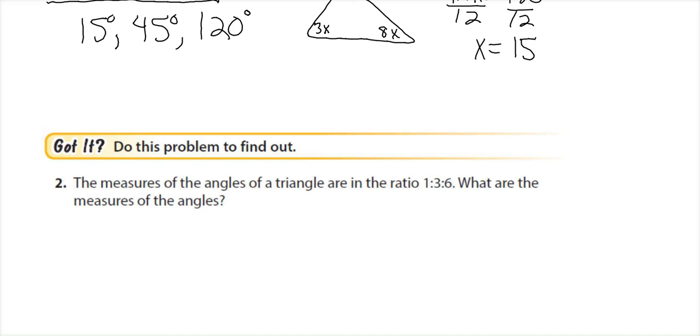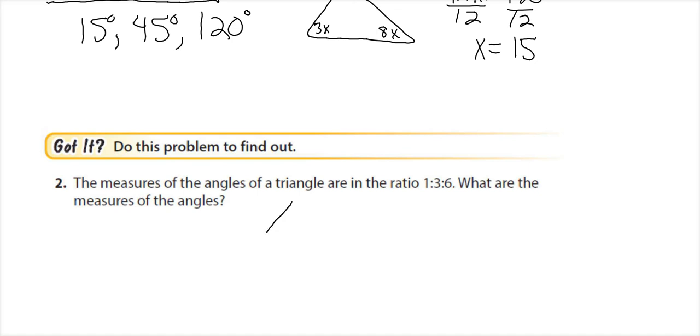Okay, this time it says the measures of the angles of a triangle are in the ratio of 1 to 3 to 6. So what are the measures of the angles? Okay, so let's go ahead and pause this and let's try this one. And let's go ahead and take a look.